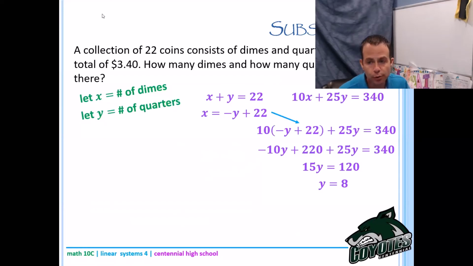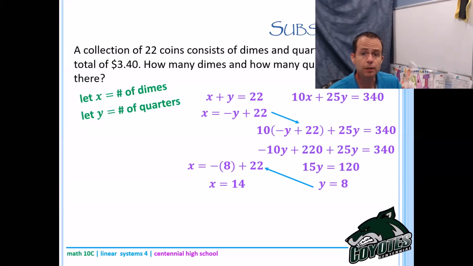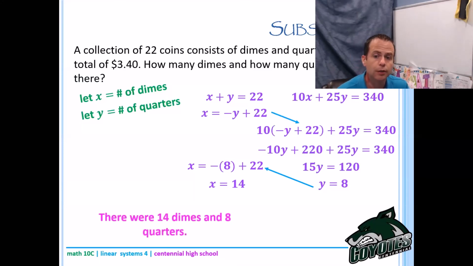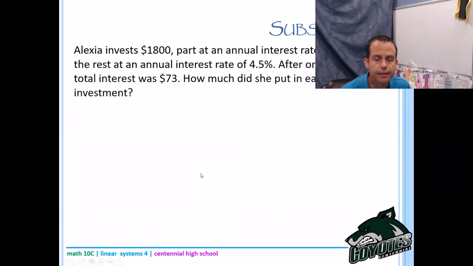So now that I know that y is 8, I'm going to plug that back into the original equation where I had left off, and I'm going to solve for x, which is going to give me 14. Now, remember, you also have to answer the question: there were 14 dimes and 8 quarters. Okay? All right. Last word problem that we'll talk about today.